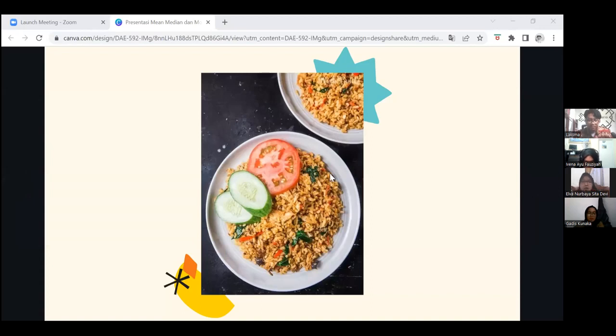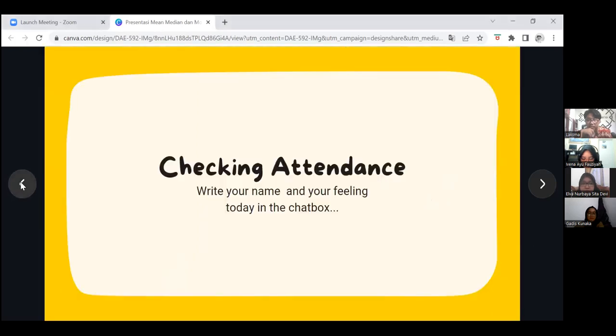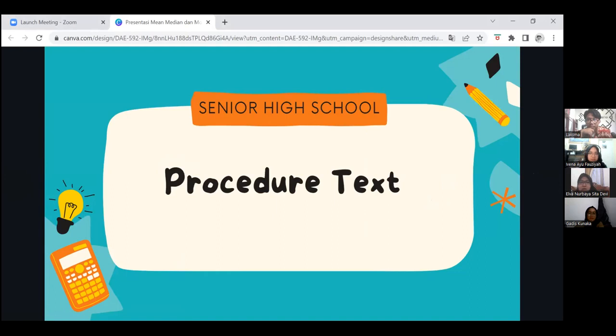Yes, Miss. Okay, now take a look at this picture. Anyone, can you guess what this picture is? Nasi goreng. Yeah, you're right, Ivana. Thank you for answering. And can anyone guess what the material today is? Prosedur. Yeah, you're right, Gadis. Okay, today we will learn about procedure text.